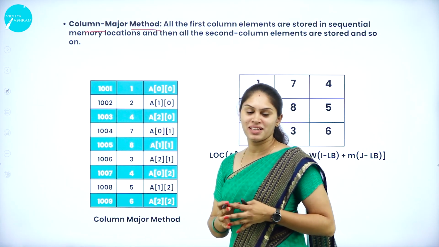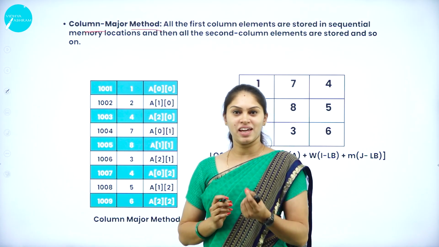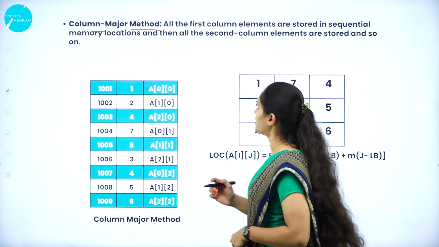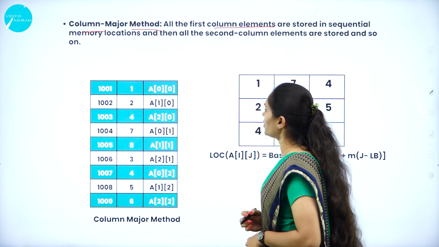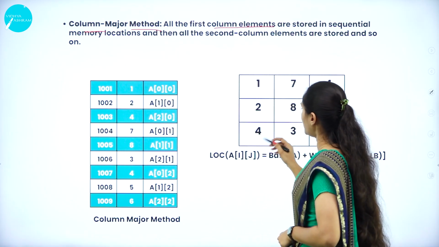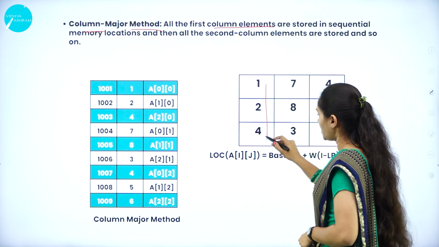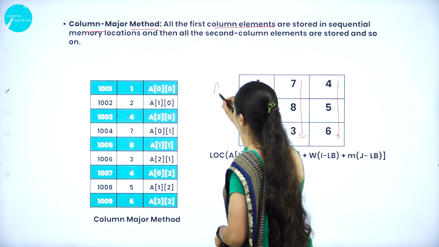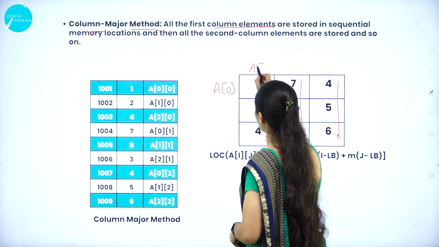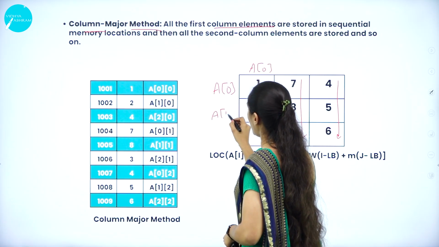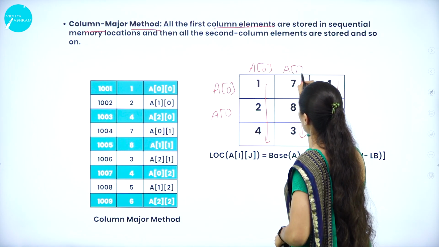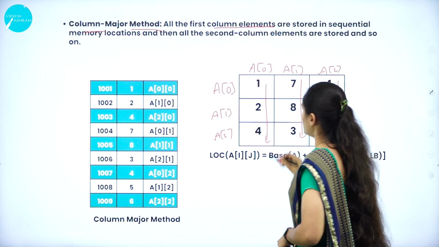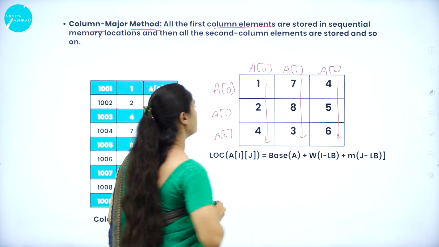So when it comes to the column major method, here our preference will be given to the column. We are going to write the column values first in a sequential order, so that all the first column elements are stored in sequential order. For example, here I have 3 rows and 3 columns. So here, this is the 0th column, this is the first column and this is the second column. How am I going to represent it? A of 0, here also A of 0, A of 1, and here also A of 1 and A of 2, and this represents A of 2. So 0th column, first column, and we have a second column.